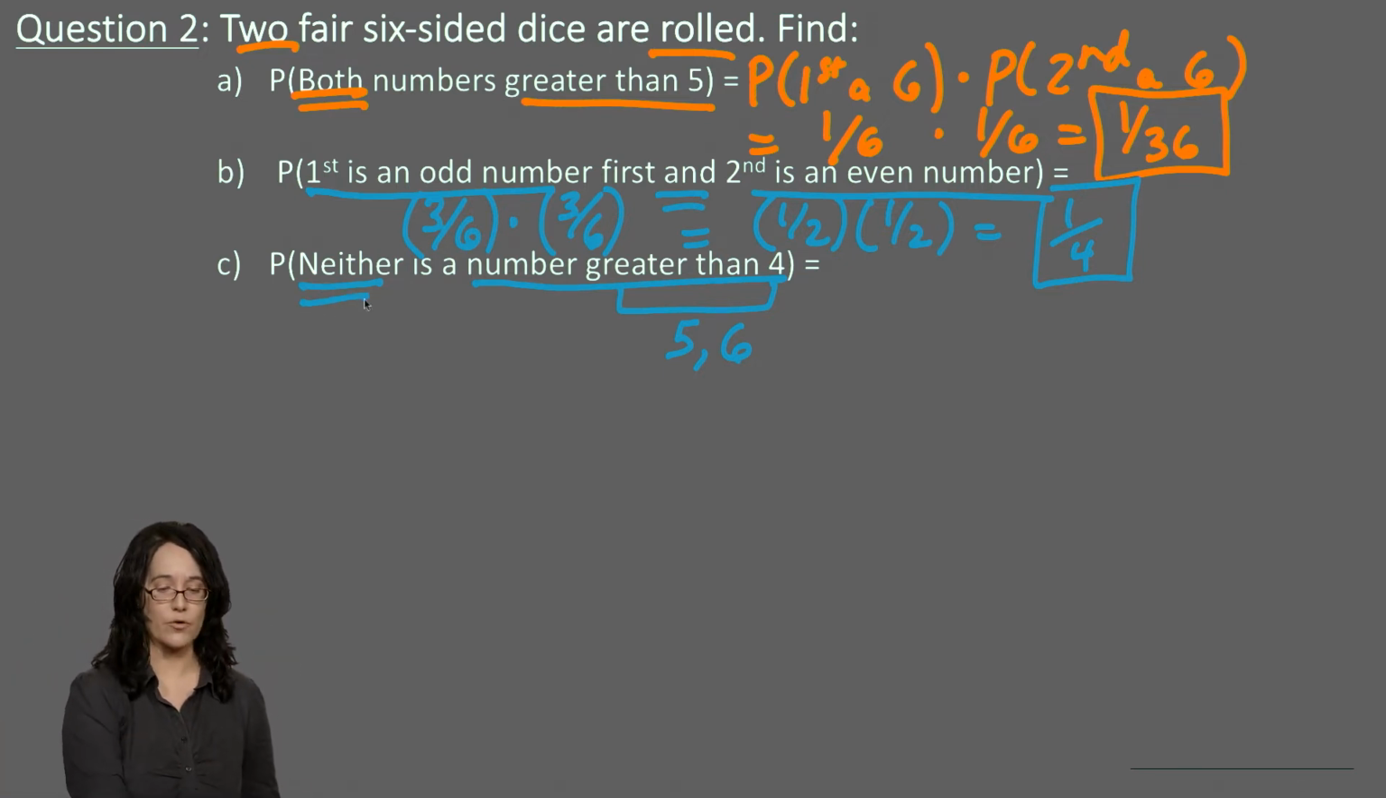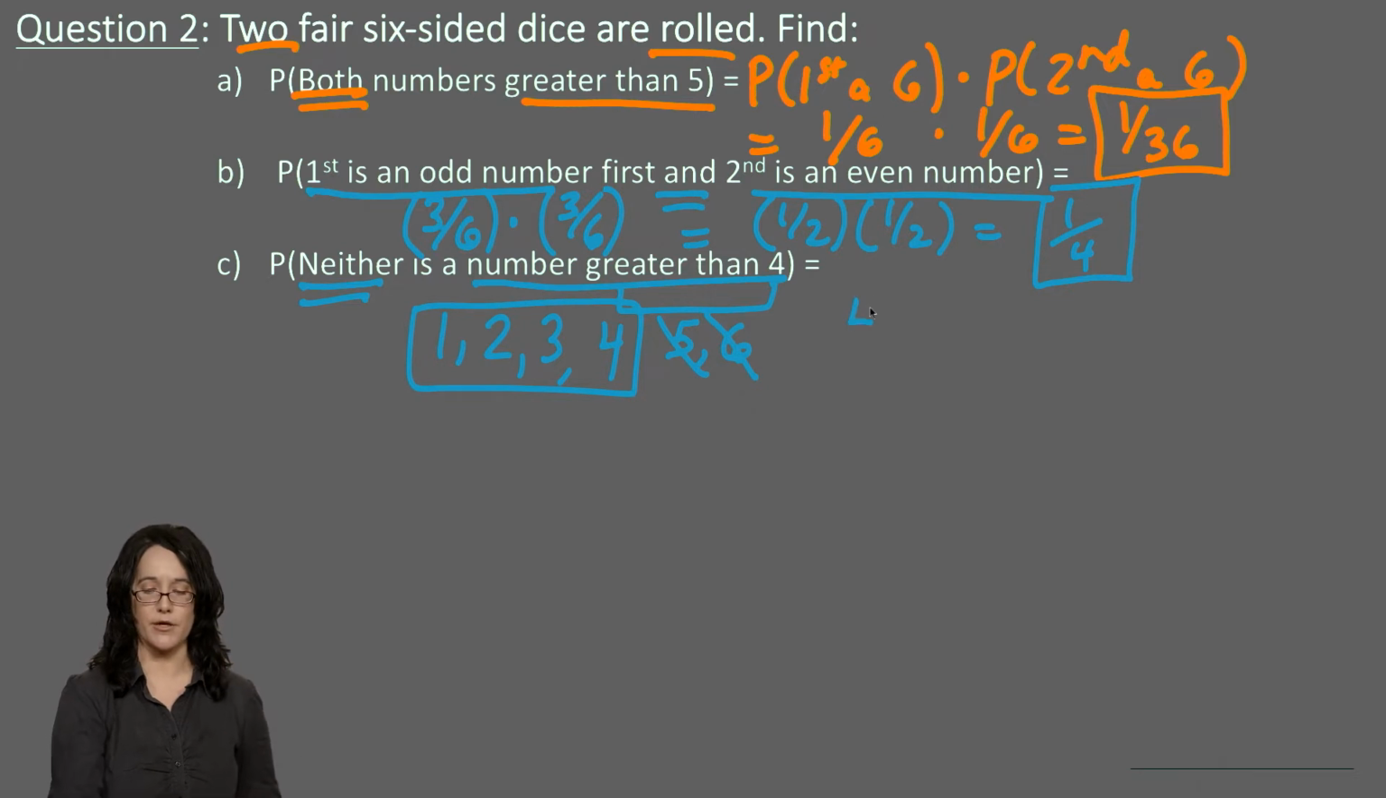But it says neither one is one of those numbers. So that means not a 5, not a 6. Well, who does that leave us with? A 1, a 2, a 3, or a 4. How many options are there? That's right, 4 choices. So you have 4 choices for the first roll out of how many choices? 6. And we multiply that by our second roll.